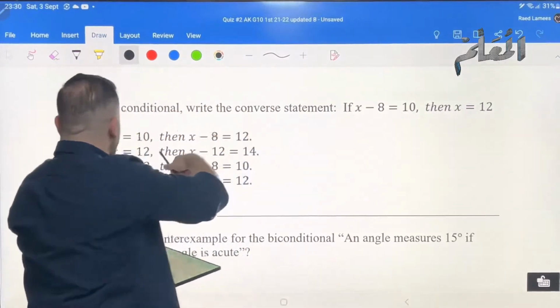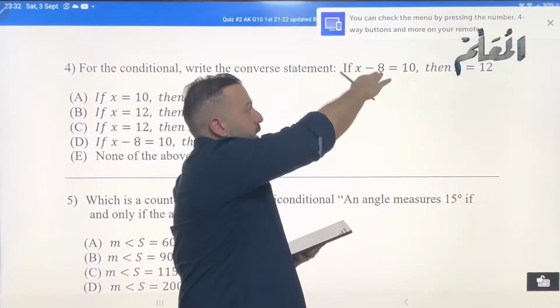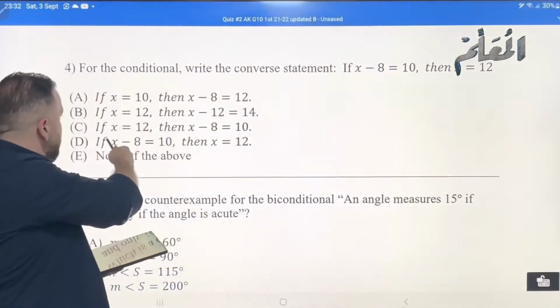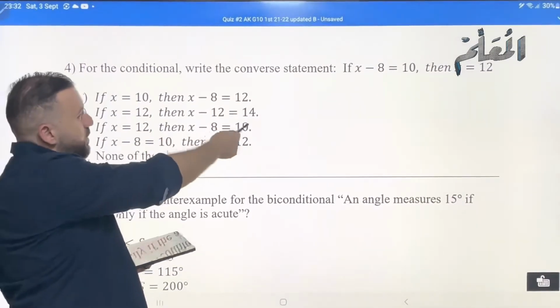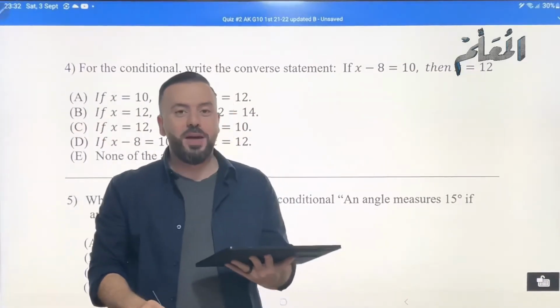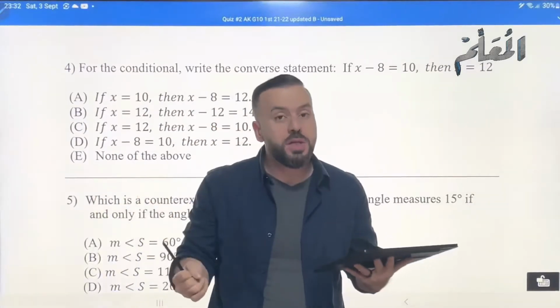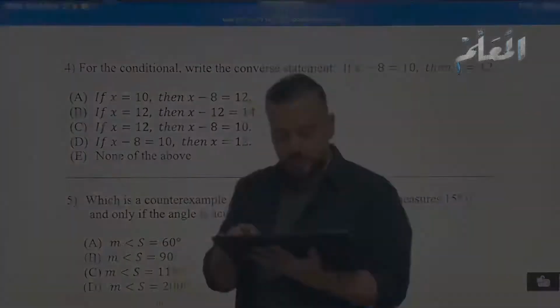So one of these choices, so in the place we change the converse, the hypothesis with the conclusion. In this case, which choice is it? It's if x is equal to 12, then x minus 8 is equal to 10. We change the places, and that's the converse. Okay? So as I said again, please read how we can relate the conditional statement with the inverse, converse, and contrapositive. See you in question 4.